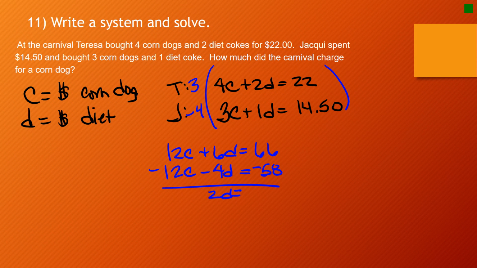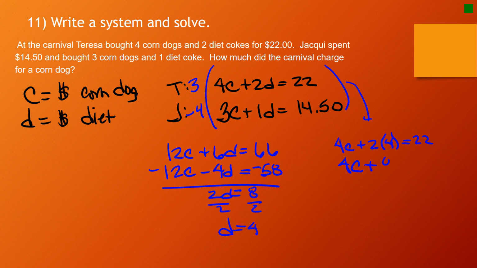8. I can't subtract. Don't listen to me. And I divide by 2, and we find out a Diet Coke is $4. You know what, though? They didn't care about that. They don't care about a Diet Coke. So for a corn dog, I need to put it back up in here. So 4 times the corn dog plus 2 times the cost of a Diet Coke is $22.